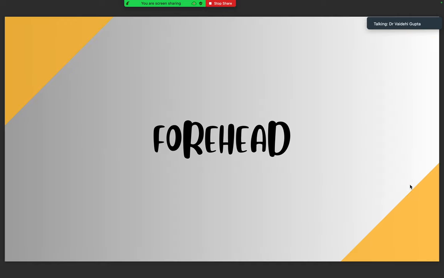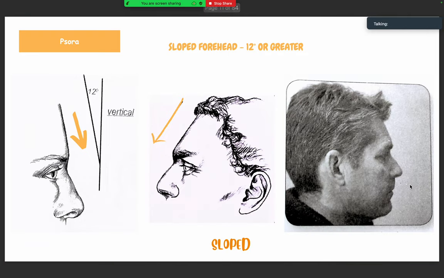Next one is forehead. Sloping is very important in Psora miasm. Here the forehead will be sloped: a sloped forehead of 12 degrees or greater. When we see the first picture, measuring with a vertical line, like a hypothetical line, we can see that the forehead is slightly inclined. It's not straight. When it is straight, it will be Sycosis. But it is slightly inclined, angulated. And when it is 12 degrees or more, it is considered Psora. So the forehead is sloped in the actual picture.